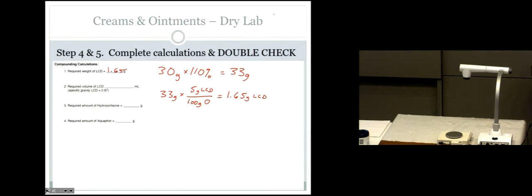Now we need the volume, so let's convert that to volume. That's where we're going to go back to that specific gravity and convert it to density, basically. So my 1.65 grams of LCD times, and I want to set it up so my grams cancel, 1 milliliter over the 0.87 grams of LCD. The grams of LCD cancel, and you tell me what the final answer is in milliliters. 1.9 milliliters.